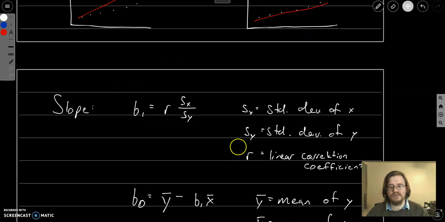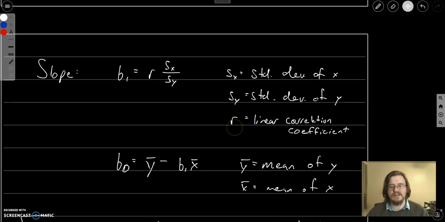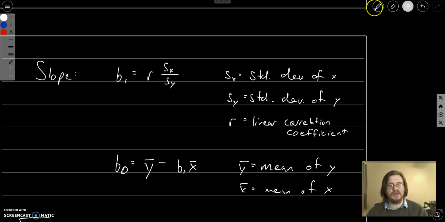So let's look at the formulas for these. They are not too bad. The formula for B1, which is the slope, and down here is the y-intercept.